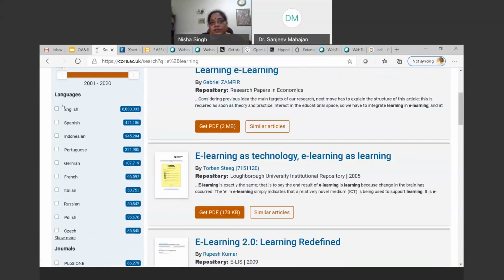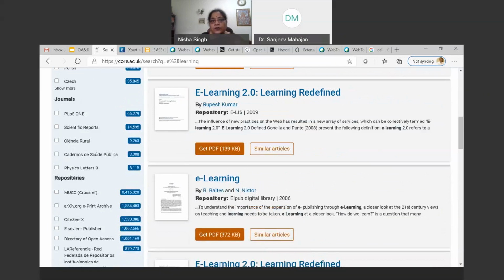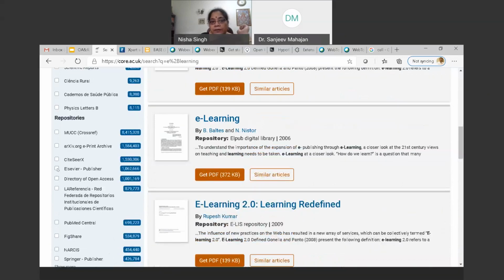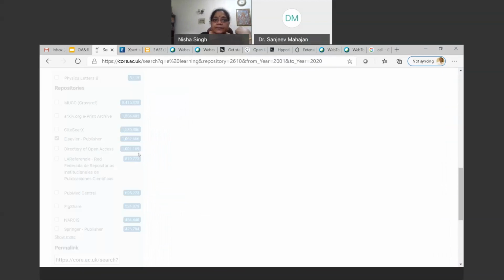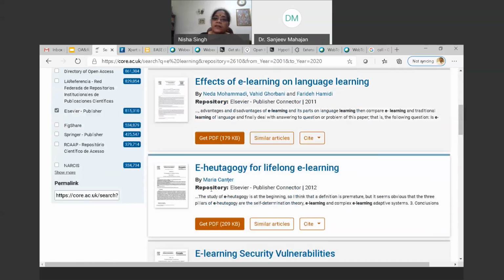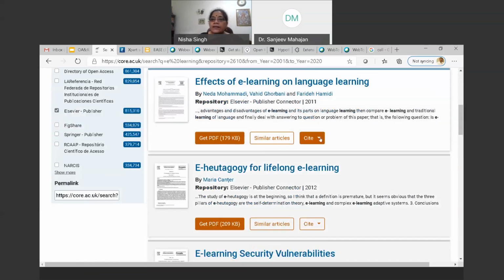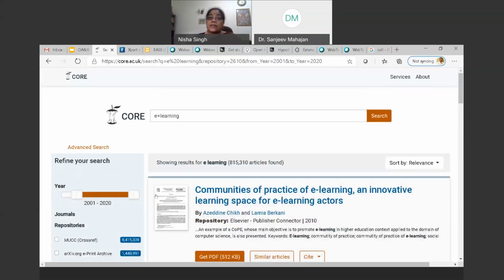Even you can do filtration by language. If you want Spanish or Indonesian, these languages are there. The journals, remember I said PLOS, the golden open access journals. The repositories also, a particular repository. Say I want Elsevier, so I'll just click on Elsevier, the PubMed Central. If I want something on the sciences and e-learning, then I can click this. Now from that repository it is giving all this. How to cite it, similar articles, all these things are so easy if you use these search engines.